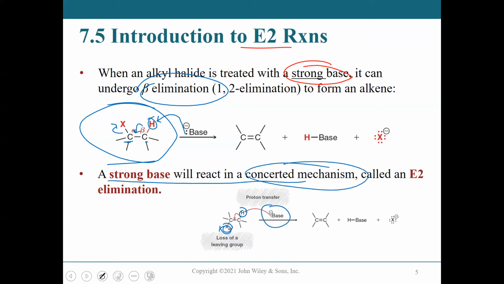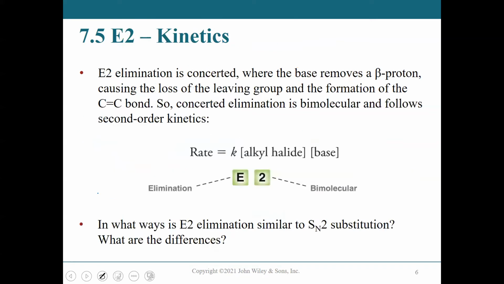Okay, so a strong base will react in a concerted mechanism. It's a one-step reaction called the E2 elimination. So the base attacks the beta hydrogen, the bond comes down, and then the leaving group leaves. The beta hydrogen and the leaving group have to be the farthest apart in the molecule, from the steric point of view.